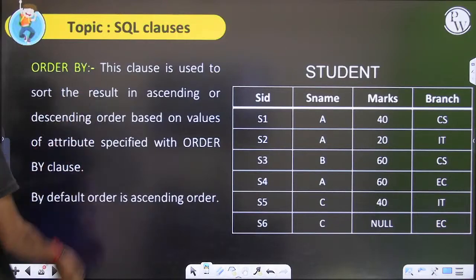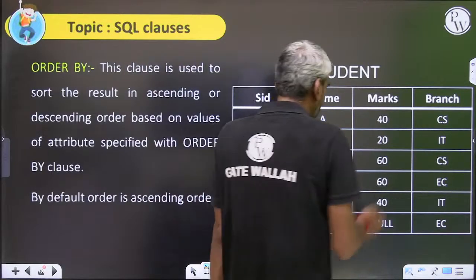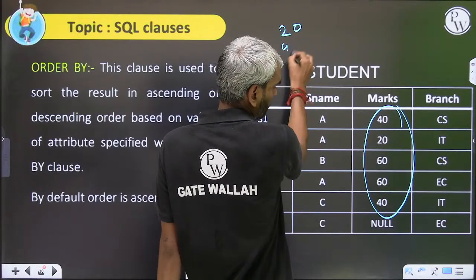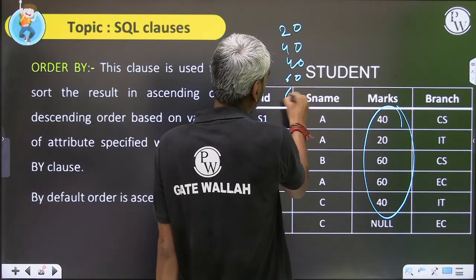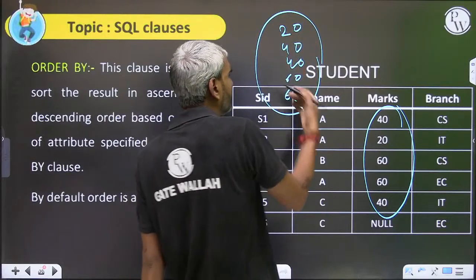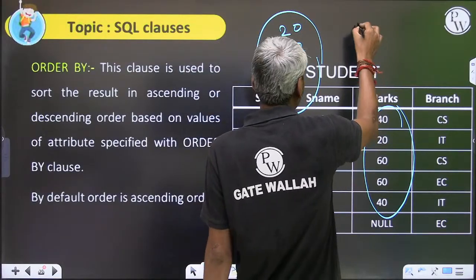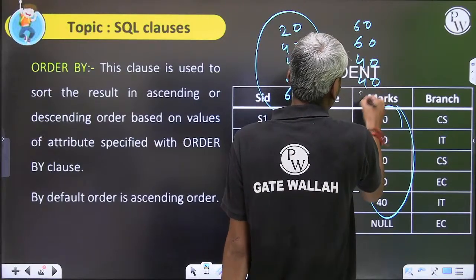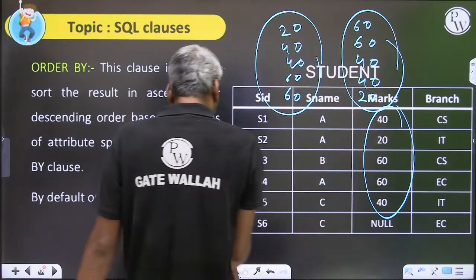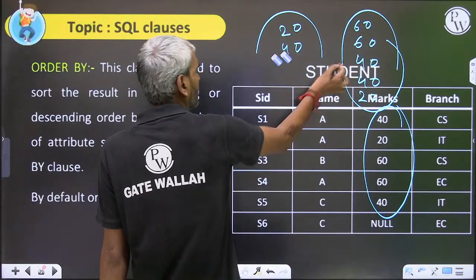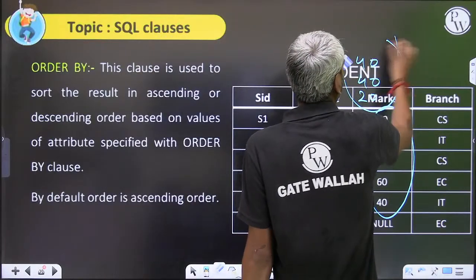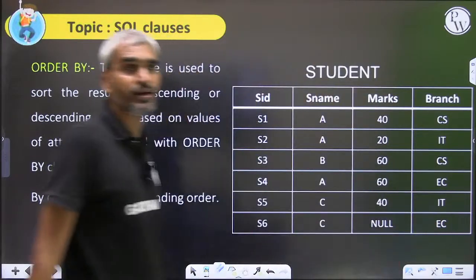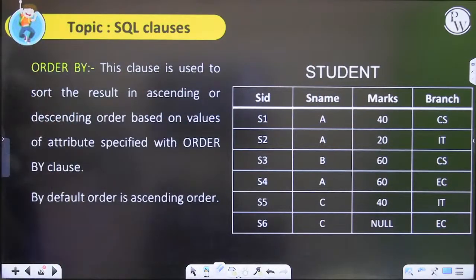Order by, I'm not going to discuss this in detail. Basically you will select, let's assume the selection is of this tuple. Finally if you say ascending order, first 20 will be projected, then 40, then 40, then 60, then 60. If you say descending order, then the order in which the result will be available is this. So basically, whatever the output of select clause, if you want to showcase that output in an ascending or descending order specific to an attribute, then you can use order by clause.